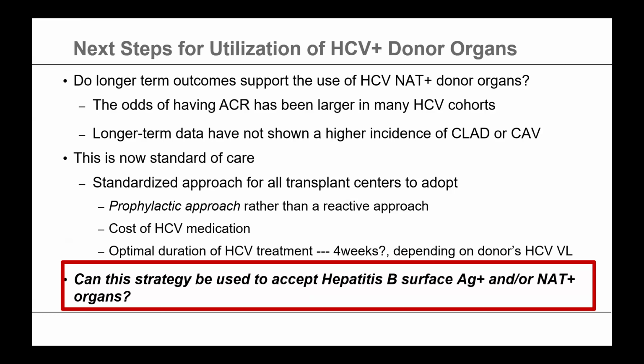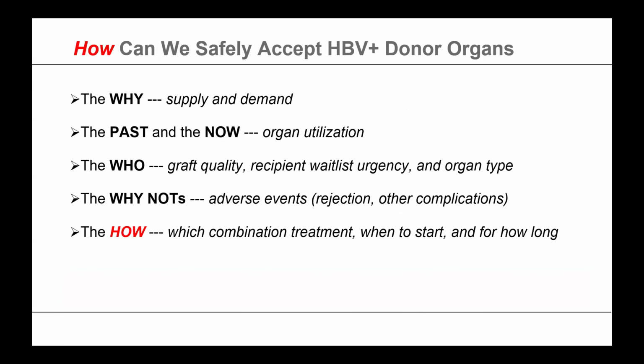But fortunately, longer-term data have not shown a higher incidence of chronic lung allograft dysfunction, CAV, or rejection in our abdominal organs. But can we apply this strategy to accept hepatitis B surface antigen and/or NAT positive organs? The question is not can we. It's really now, in 2025, how do we? And not about the why or who or why nots to do it, but how: which combination treatment, when to start it, how long to continue the treatment.